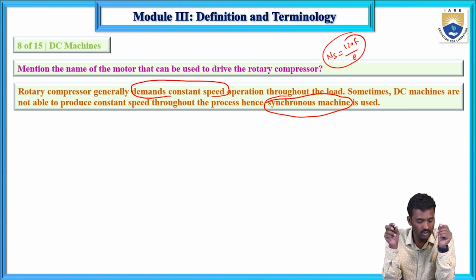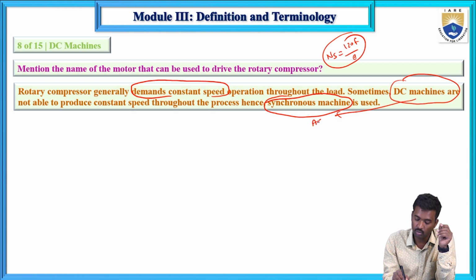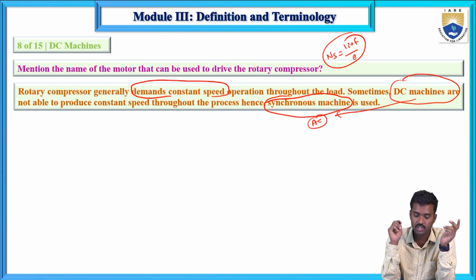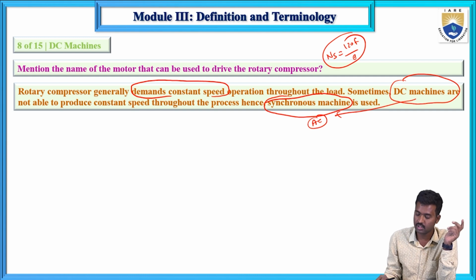DC motors are not able to produce constant speed throughout the process, so DC motors are not examples. Only synchronous motors. In AC motors there are again two types: induction motors and synchronous motors. Only synchronous motors maintain the constant speed. So this is the answer, synchronous motor.